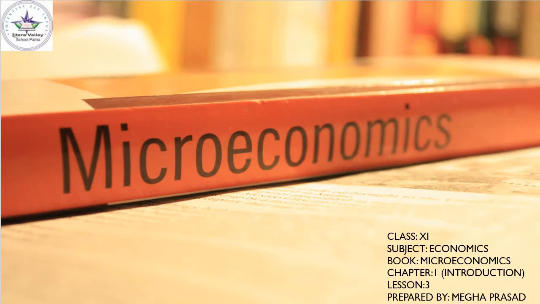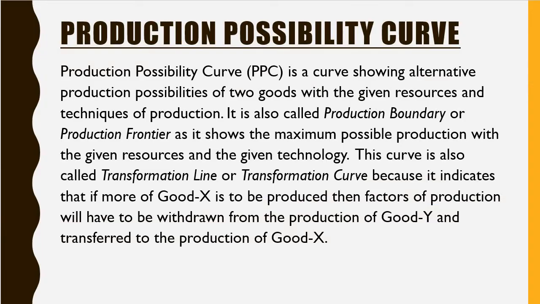Along with this, there were two important problems that have also been added recently. It was how to achieve fuller utilization of resources and how to achieve growth of resources. So the topic for today is production possibility curve.